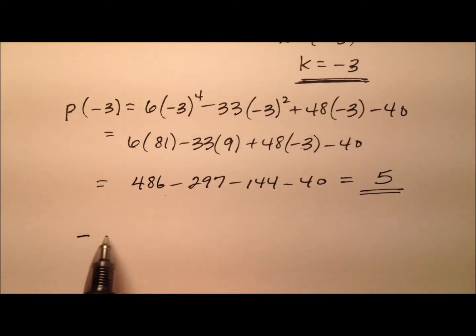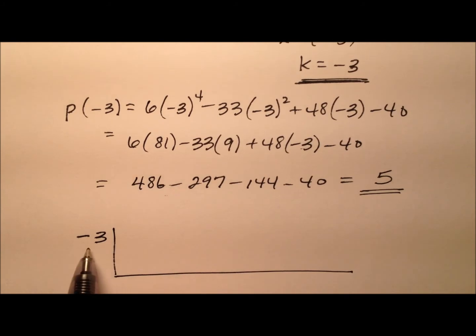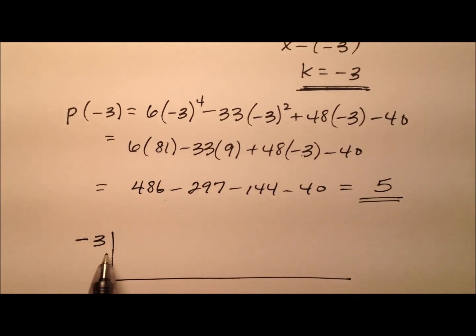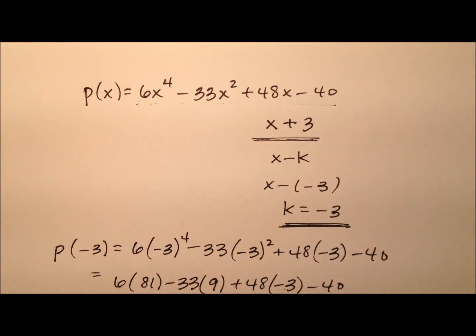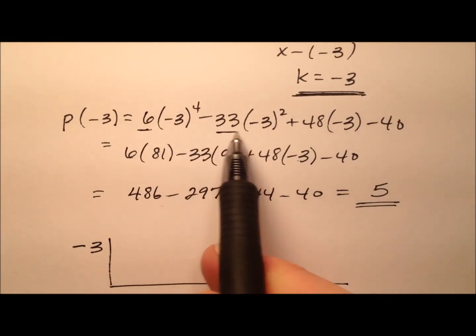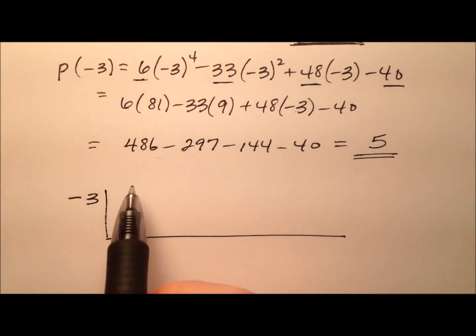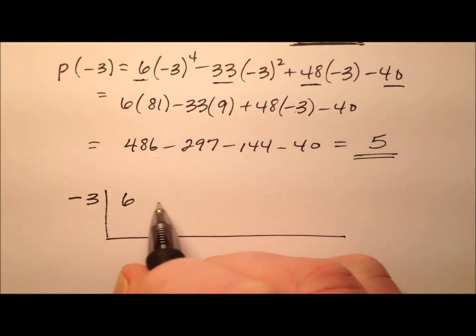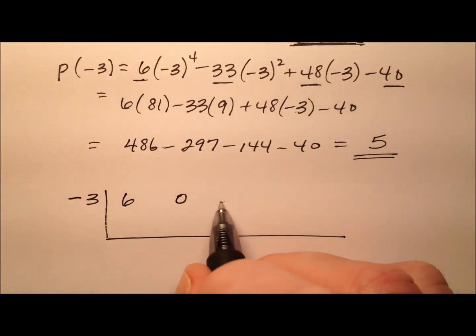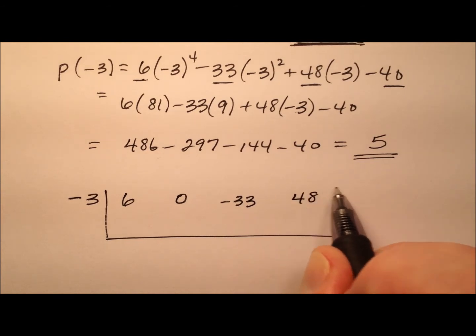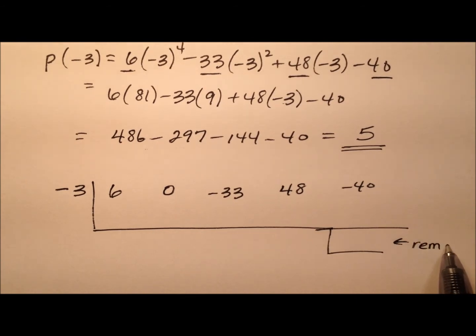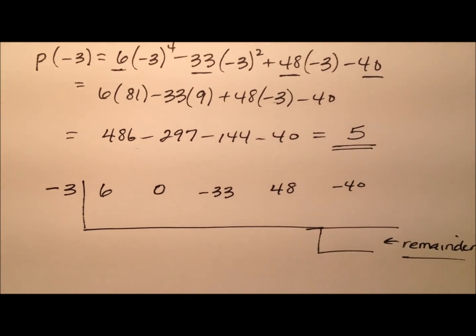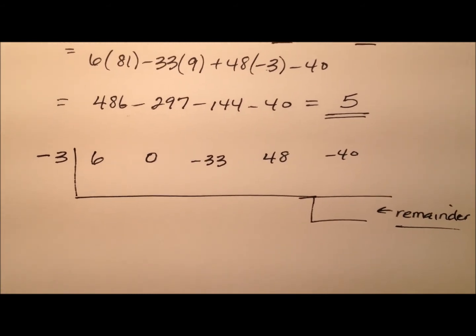Let's now use synthetic division and use negative 3 outside here for this k value. Remember, synthetic division concerns itself with the coefficients and constant of the polynomial function, which you can glean from the evaluation here as well. It's going to set up this way. 6 was the leading coefficient. Our cubic term had a coefficient of 0. Then our quadratic term, our linear term, and then our constant over here. And I like to put this box here for my remainder.